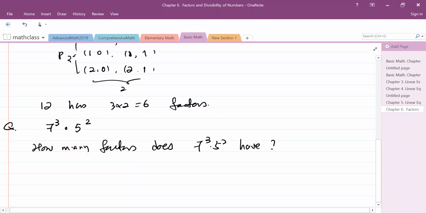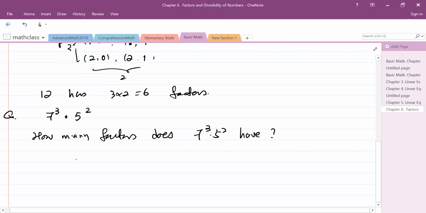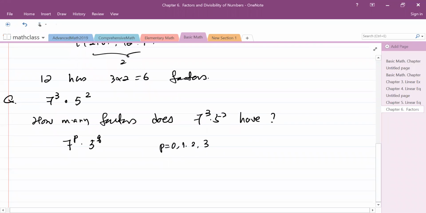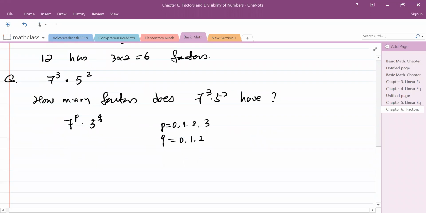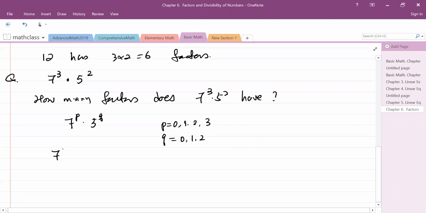Right, so the idea is that you write down the general form of the factor. A factor must be in the form where it contains factor 7 and there is also factor 5. But then the possible value for p is going to be 0, 1, 2, and 3. It cannot be larger than 3. And the possible value for q could be 0, 1, and 2. So for example, 7 squared and 5 to the 1, this is a factor.